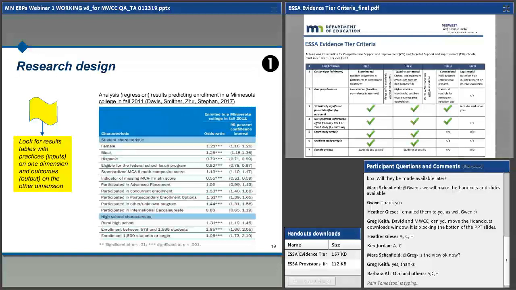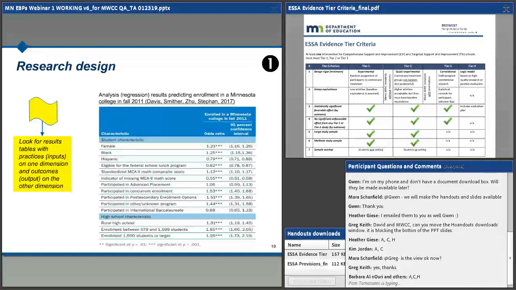So let me say this. Looking at enrollment in Minnesota College in fall 2011 at the top, which is a column header, would that qualify as a practice or outcome? Anybody? I see people typing.